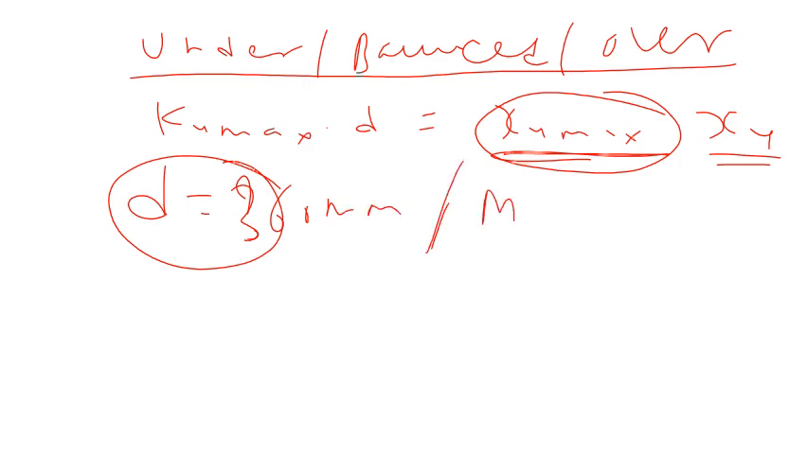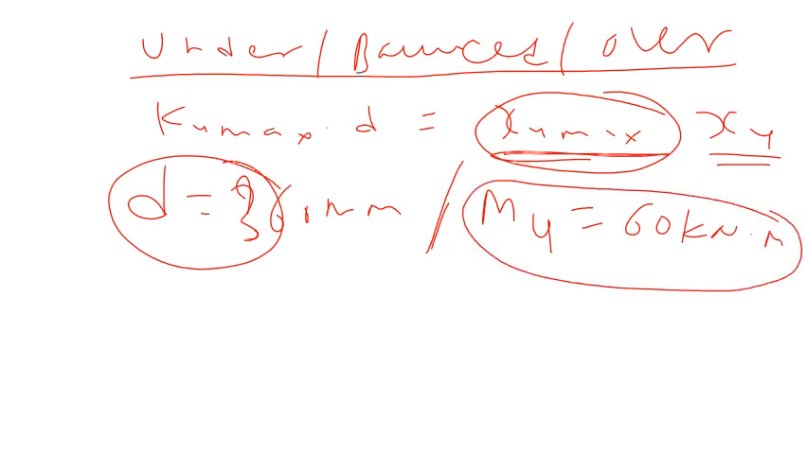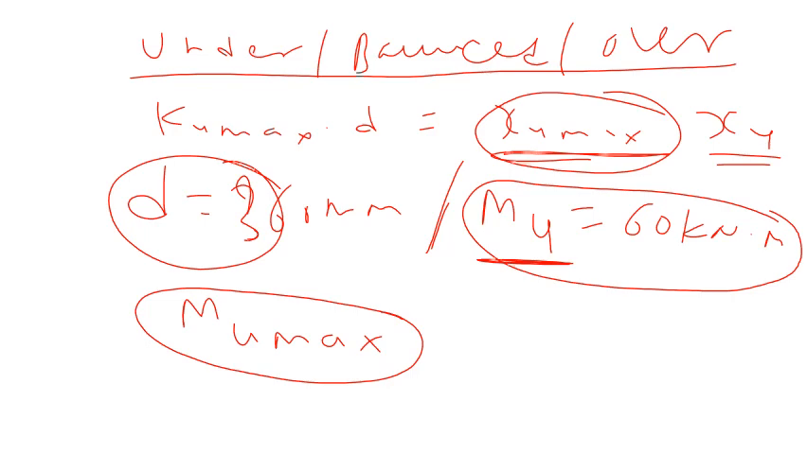Then we have the given moment resisted by the beam, equal to 60 kilonewton meter. If we find Mu max, the ultimate moment resisted by this beam, and compare both of them, then also we can decide whether this is under reinforced or over reinforced. So let's try to find out the xu max and the Mu max. Basically we need the Mu max to compare with the given moment that is actually acting on the beam, and Mu max is the maximum moment that the beam can handle.